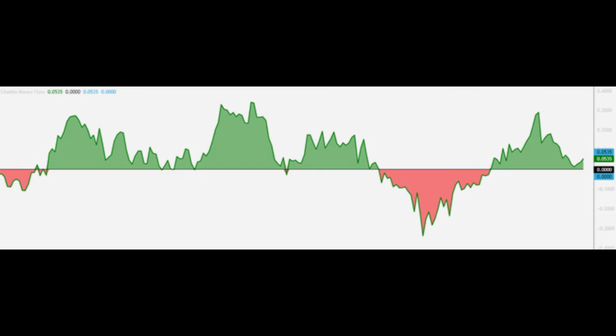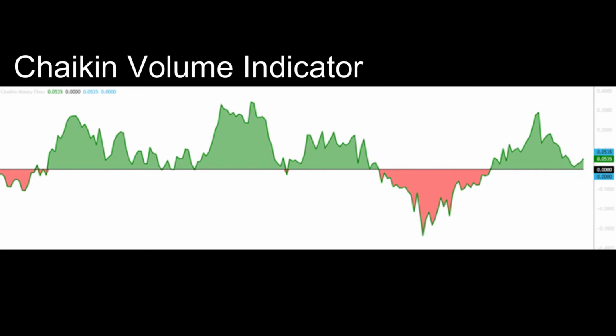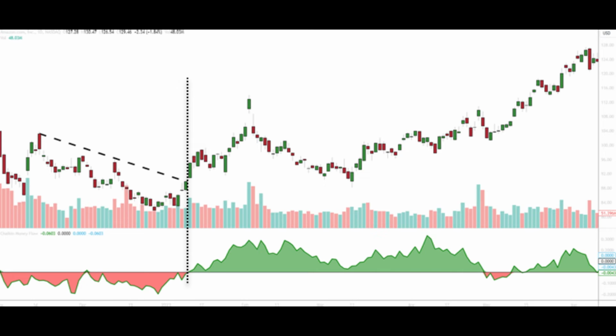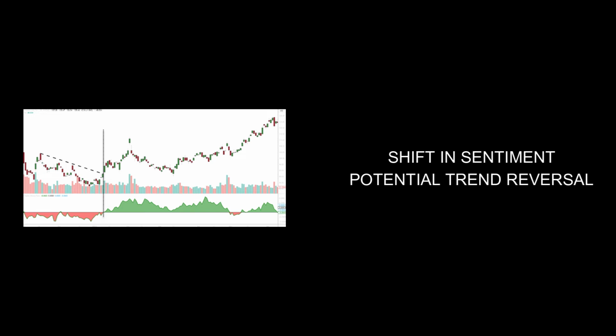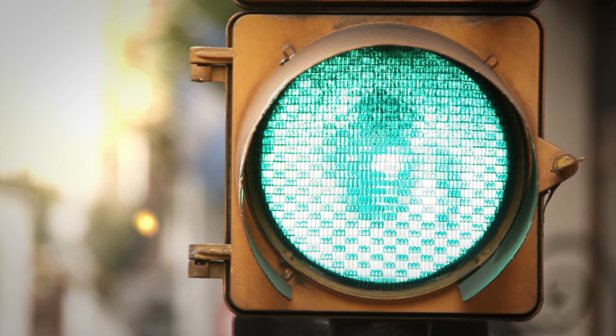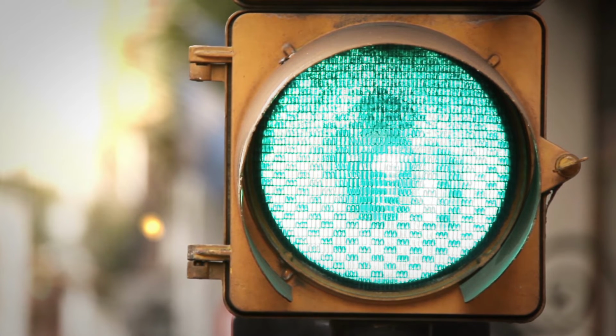So let's talk about a pretty powerful tool for volume analysis. It's called the Chaikin Volume Indicator. This is going to help us confirm trends and identify potential reversals, and it can measure the accumulation and distribution of volume over a specific period. When the Chaikin Volume Indicator goes up from below zero, this signals a shift in market sentiment and a potential trend reversal to the upside. Think of it as a green light after a long period of red lights, a change in direction.